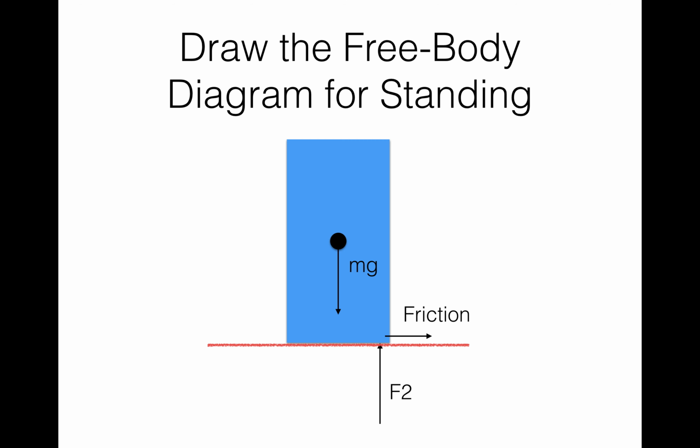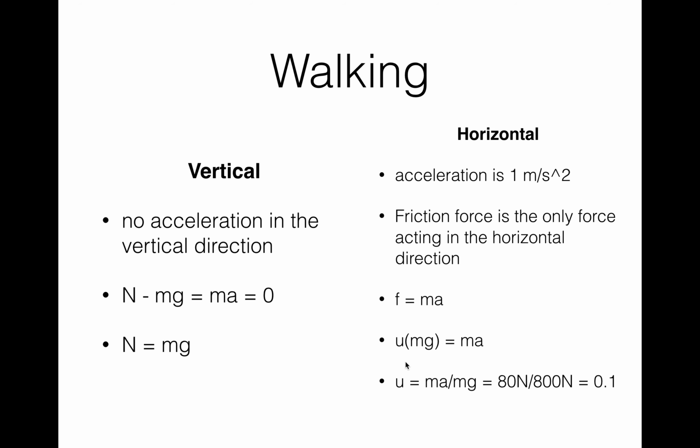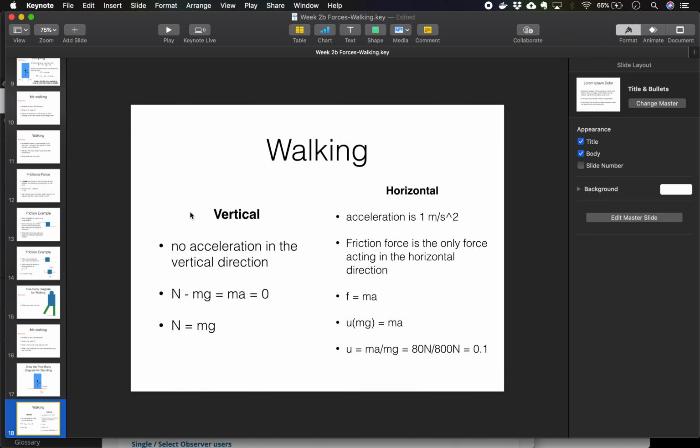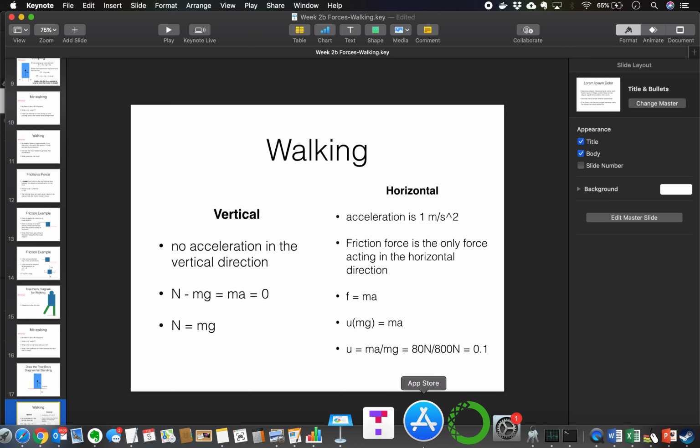All right. So when all is said and done, if I want to walk, if I want to accelerate at 1 meter per second squared, which is not a great acceleration, but if I want to do that, then I need a coefficient of friction between my shoe and the floor of 0.1. Right. And that's the last of the 3 videos from the material I had intended to cover today in class.